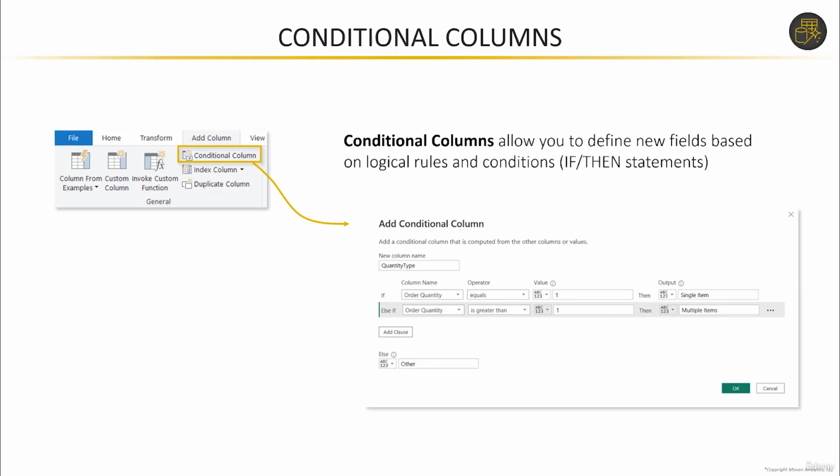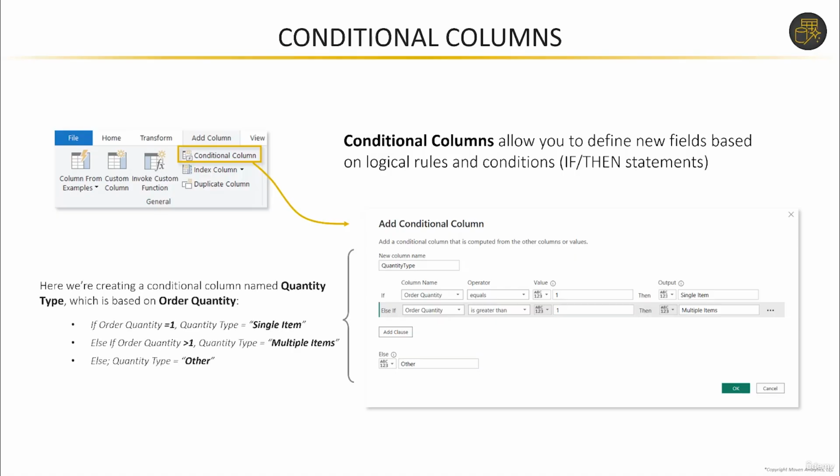Basically, these allow you to define new fields based on logical rules or if-then conditions. The example we're going to walk through is to create a new conditional column that we're naming quantity type. We're going to define quantity type as a function of the order quantity column. So we can tell Power BI for any row in our table where the order quantity equals 1, I want to set my quantity type equal to single item. If my order quantity is greater than 1, I want to set my quantity type to multiple items.